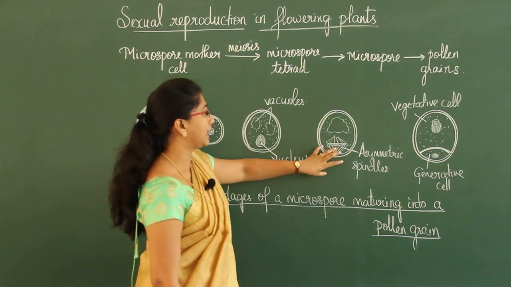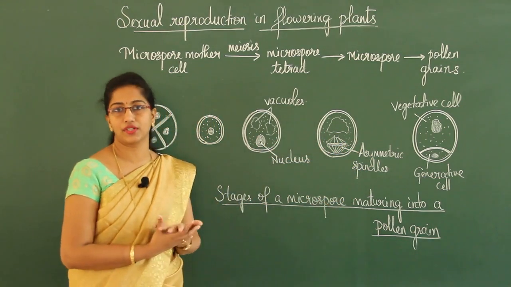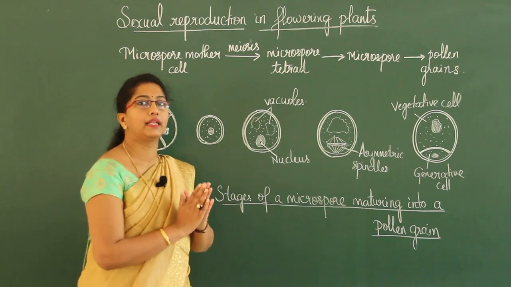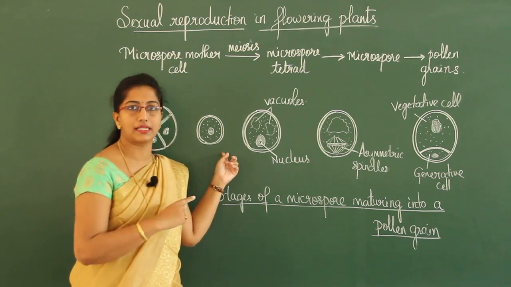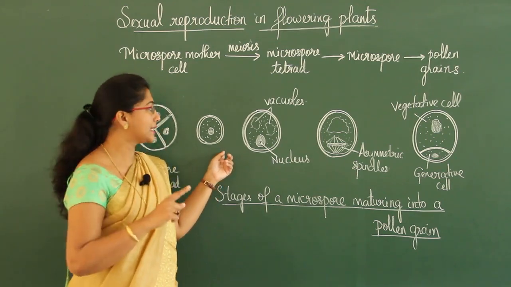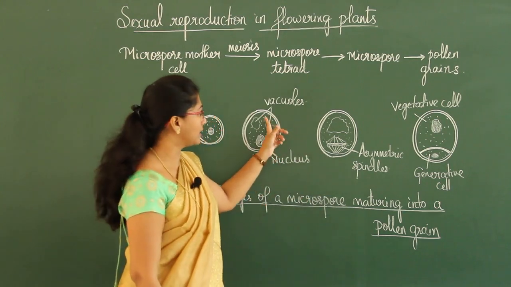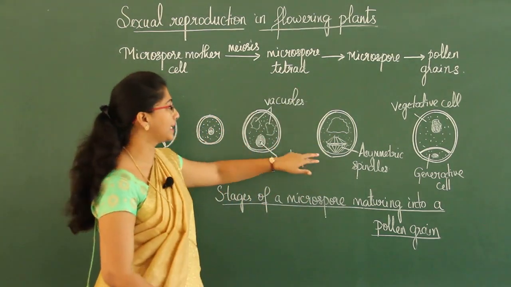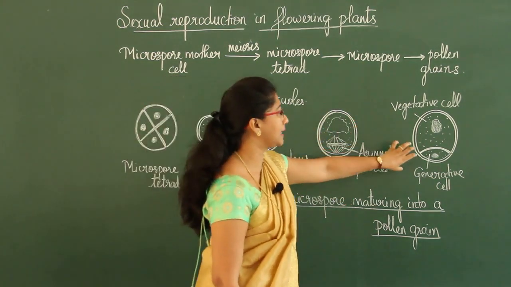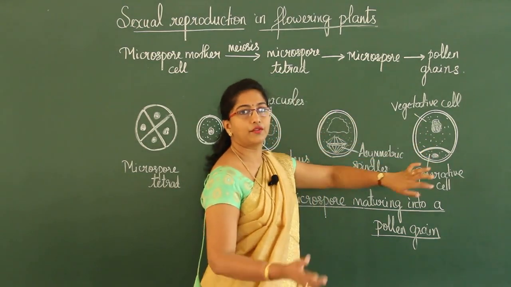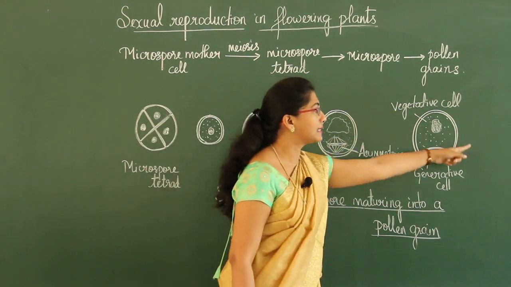Now here you will see that asymmetric spindles are formed. Cell division happens, and it's an unequal division. You should know that this microspore is a haploid cell now, because it's a product of meiosis. Now this cell is undergoing mitotic division, so mitosis happens, that is, unequal division. You can see here the asymmetric spindles. Unequal division happens, and you can see that 2 cells of different sizes are formed: one is a large cell, another is a smaller cell. So this is a pollen grain.